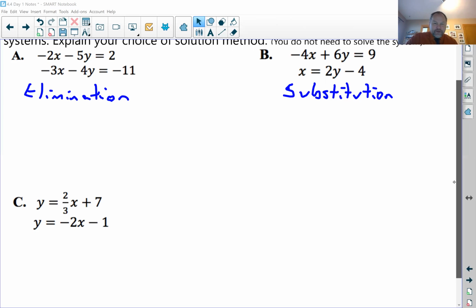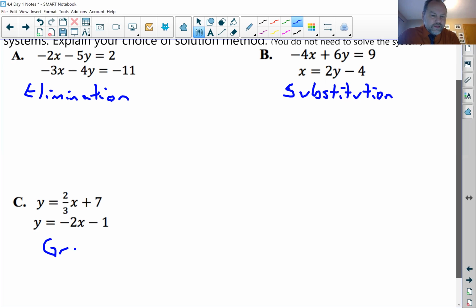All right, everyone has voted. And I agree with the majority. The majority of people said for this one, they would try graphing. Again, they're both in that y equals form, slope-intercept form. So it would make graphing kind of a logical choice.